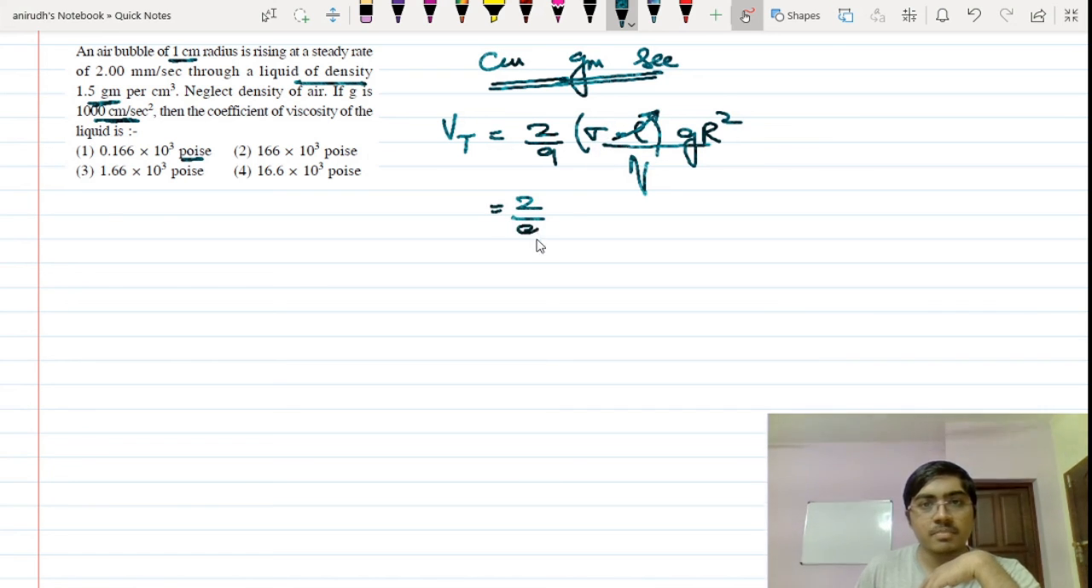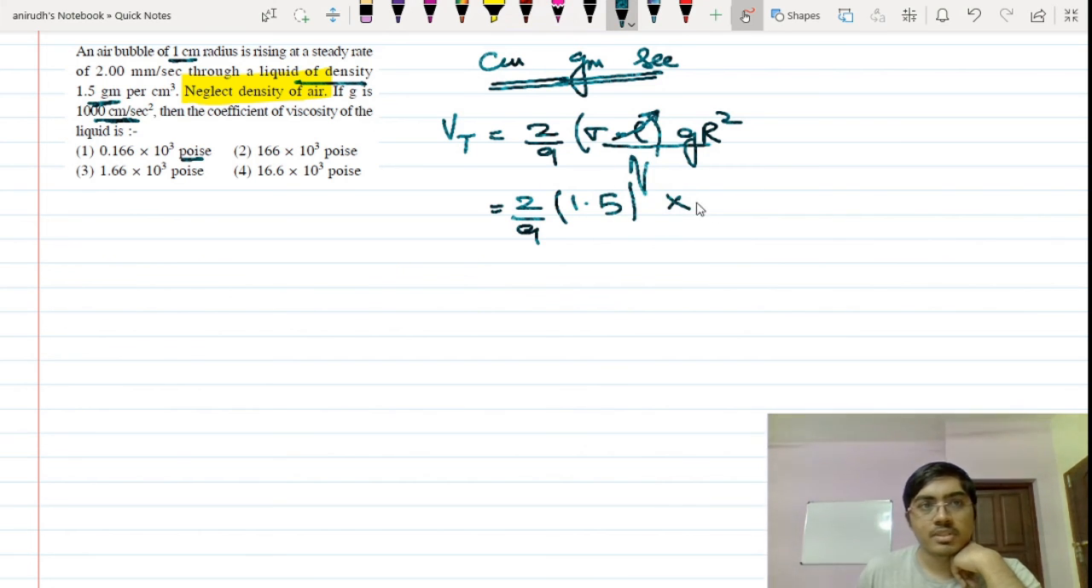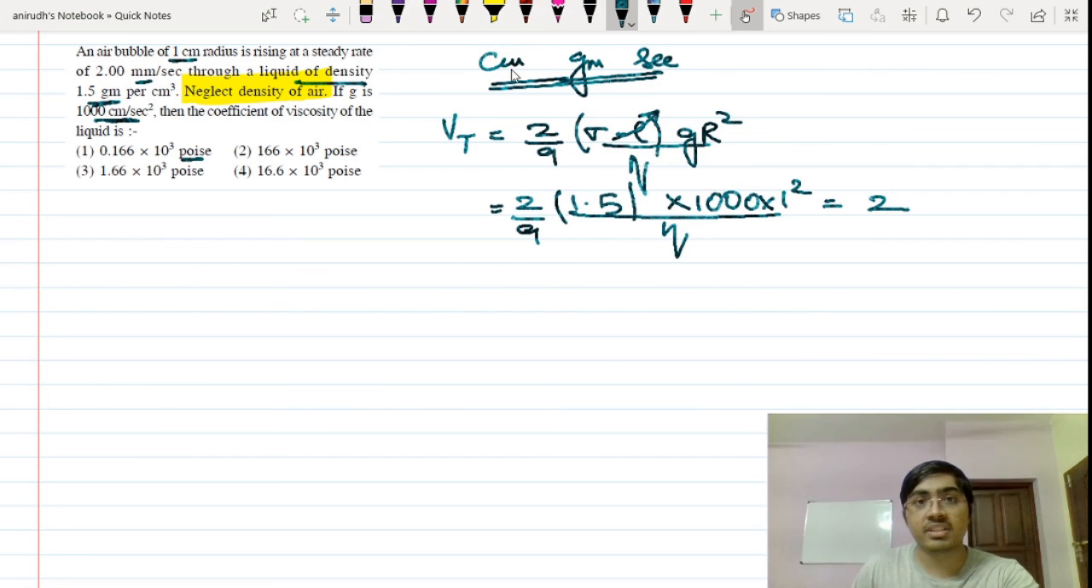So this is 2 by 9 multiplied by sigma, 1.5. Rho you will have to neglect, because they have said to neglect the density of air, you don't have to care about that. G is 1000 centimeter per second square, 1000 multiplied by r square, it is 1 square. And eta is equal to 2 millimeters, isn't it? This is in millimeter. I said everything should be in centimeter, gram and second, so I have to convert this into centimeter. So yes, it is 0.2 centimeter.